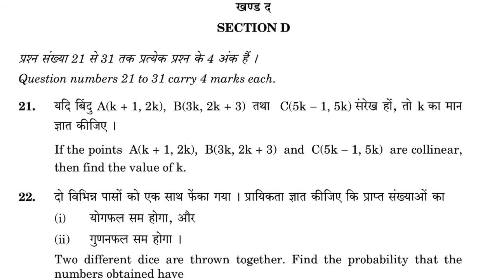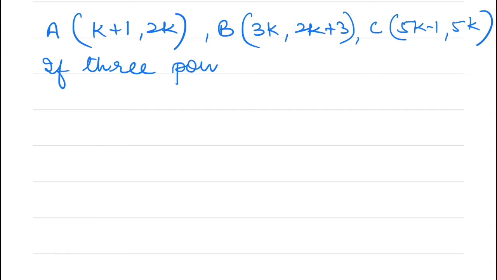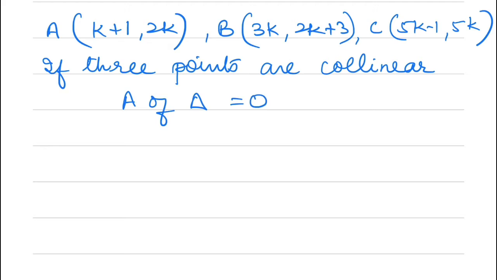Question number 21st. In this question, we are given the coordinates of 3 points A, k plus 1, 2k, and B, 3k, 2k plus 3, and C as 5k minus 1, 5k. And these 3 points are collinear, and we have to find the value of k. So we know if the 3 points are collinear, we have area of triangle is equal to 0.